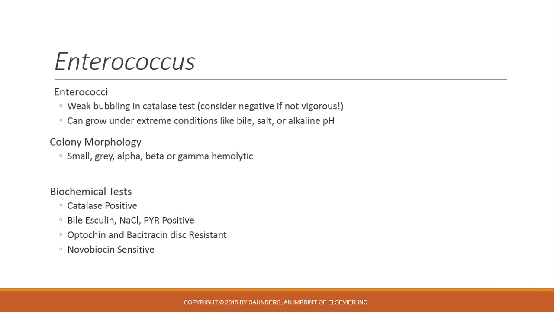Now you might do the Optochin disc or the bacitracin disc to help you rule things out. You might do the bacitracin disc to help you look for group A strep if it's beta hemolytic. Or you might do the Optochin disc if it's alpha hemolytic to help you identify strep pneumo. So in that case, it's always resistant. Novobiocin, it's sensitive.